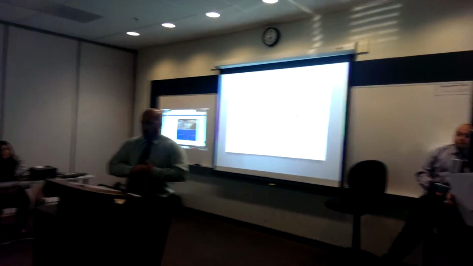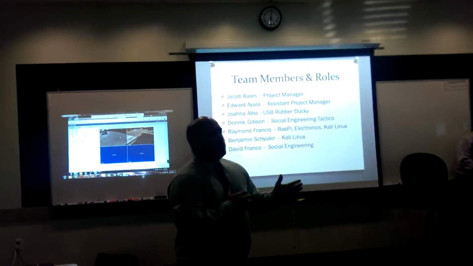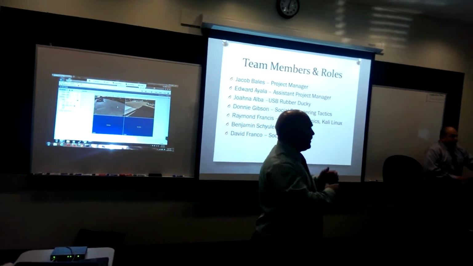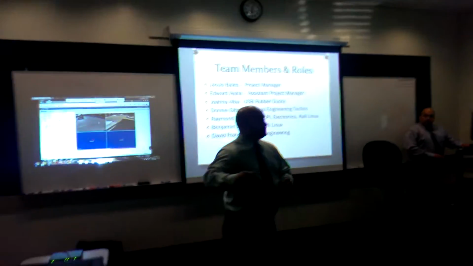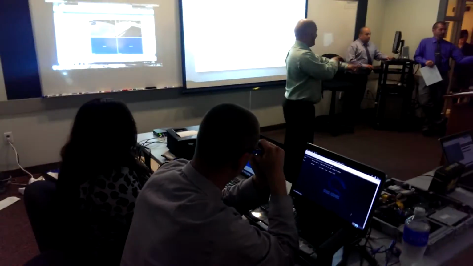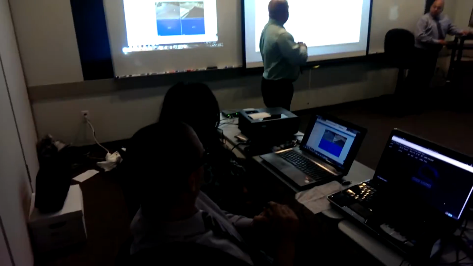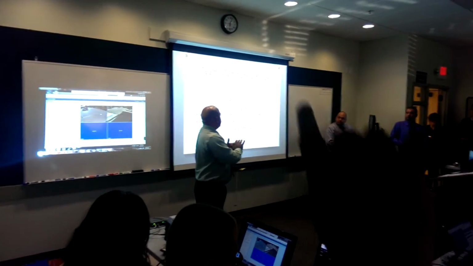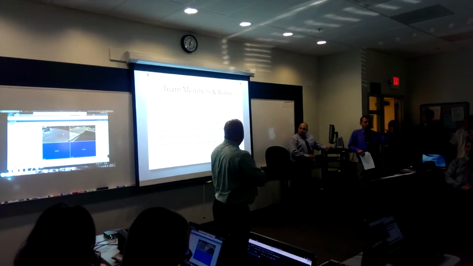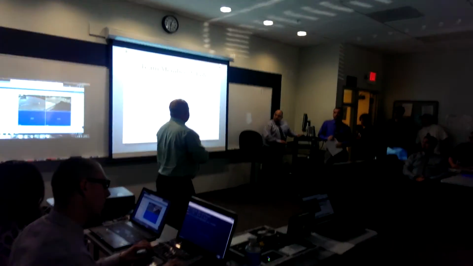All right, so I'll get into it. These are the team members and the roles, a little bit of who we are and what we did in this project. We have Jacob Bales, the project manager, sitting over here. We have Edward Ayala, sitting over there. Johanna Alba, who was USB Rubber Ducky, is sitting right here. Donnie Gibson, who handled social engineering tactics, is right there. Raymond Francis, Raspberry Pi, electronics and Kali Linux. Myself, Kali Linux, and David Franco, social engineering.